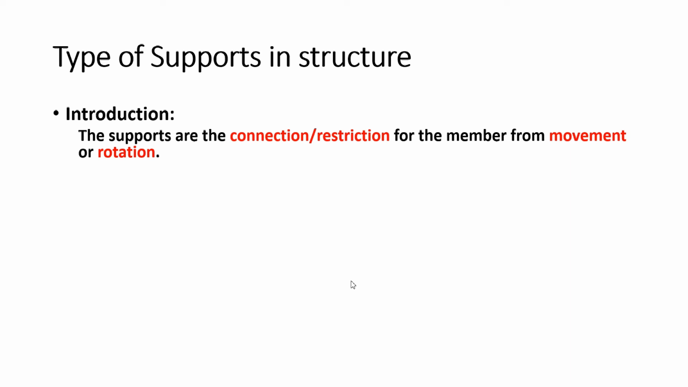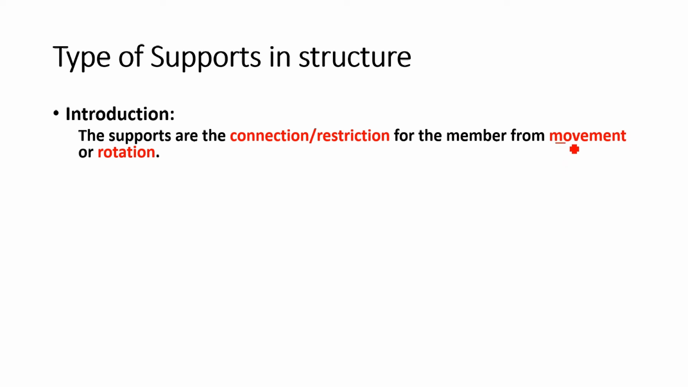Okay, so let me start with the supports. The definition of supports: we can say the supports are the connections or restrictions for the member from movement or rotations. You know, there are two types of phenomena we can talk about when it comes to material movement, that means object movements, dynamics and statics of the objects.